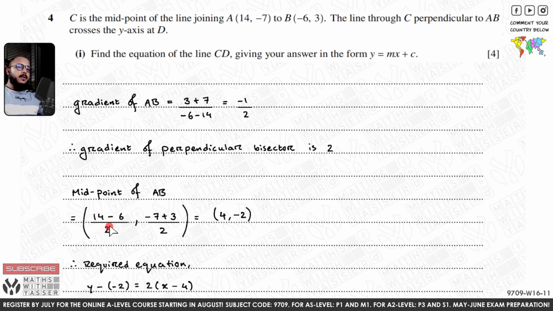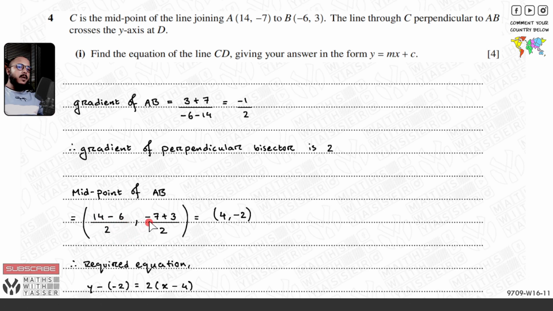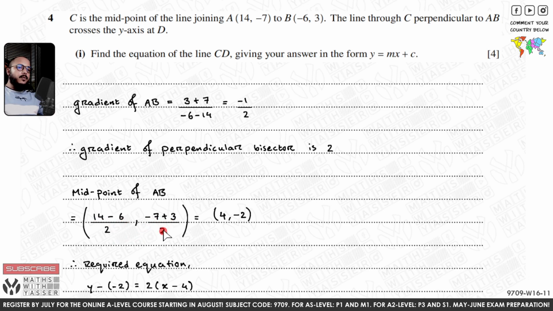So we will be using the formula x1 plus x2 over 2, comma, y1 plus y2 over 2. So that gives us 14 minus 6 over 2, comma, minus 7 plus 3 over 2, which is (4, -2). So now we have a coordinate through which the line will be passing, which is the perpendicular bisector. And we also have the gradient for the perpendicular bisector.